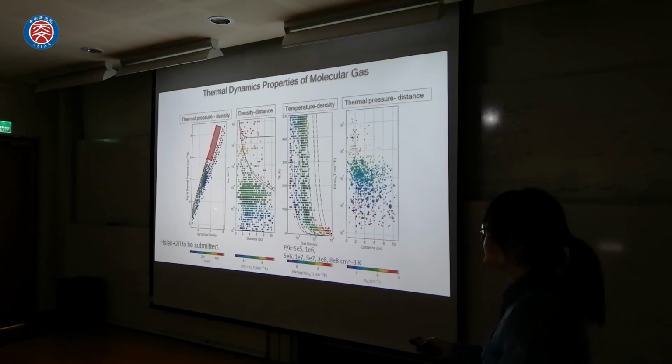The second important piece of information here is the gas density as a function of thermal pressure. Interestingly, we found that there are no high temperature and high density clouds. There is no such population.